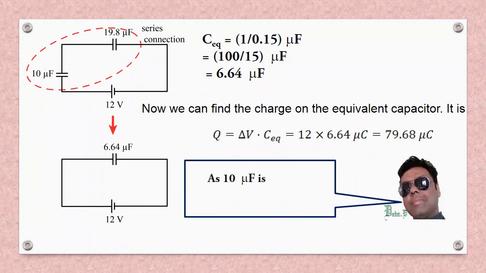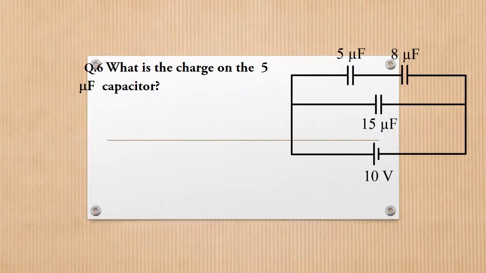Now we can find the charge on the equivalent capacitance. The equivalent capacitance is 6.64 microfarad and 12 volts, so that is 79.68 microcoulomb. As 10 microfarad is in series, the charge through it is 79.68 microcoulomb. So this is level 2, but not that tough. What is the charge on the 5 microfarad capacitor?